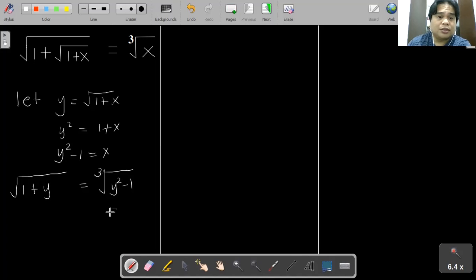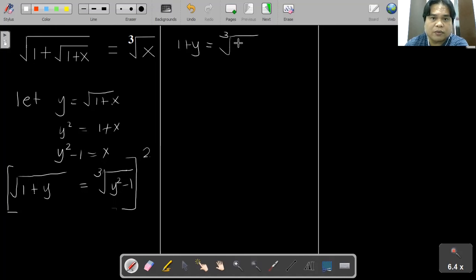Okay, so the next thing to do for me here is I need to get rid of all these radicals. Now, on the left side you have a square root, and on the right side you have a cube root. So the first thing to do is I will get rid of the square root from the left side. To do that, I just have to raise both sides to 2. And when that happens, that becomes just 1 plus y. Do you agree? And then the cube root of y squared minus 1, squared.